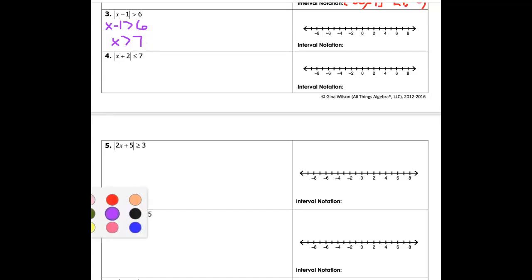But this is an OR inequality. So now I have to set up that second one. We don't do anything on the left, so I leave it x minus 1, that stays the same. But now I flip my sign, I make it less than, and I turn my 6 negative. So now when I add 1 to both sides, I have x is less than negative 5.